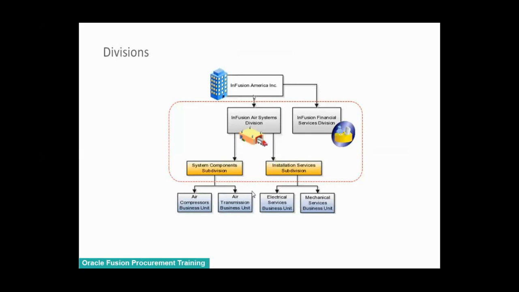In the same way, in Fusion also there is a structure given by Oracle. Suppose you take an enterprise in Fusion: it has one division called air systems, and a different division called financial services. So this is one line of business, and this is another line of business: the financial services business and the air systems business.